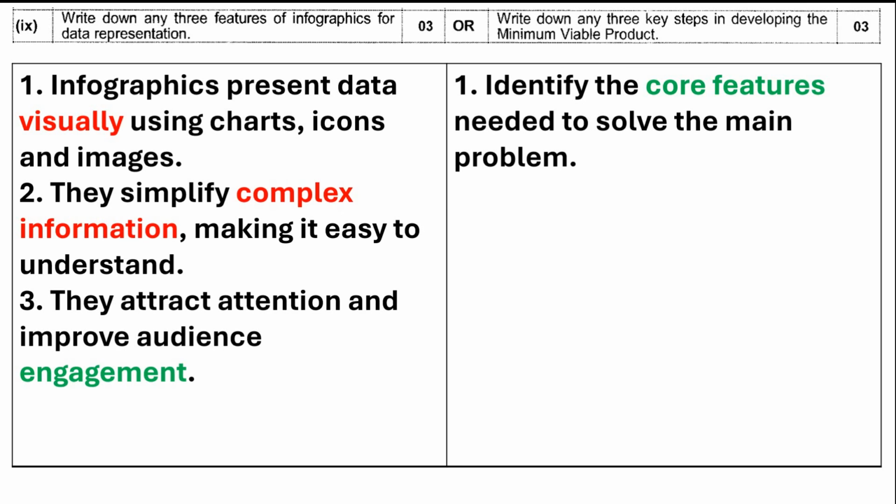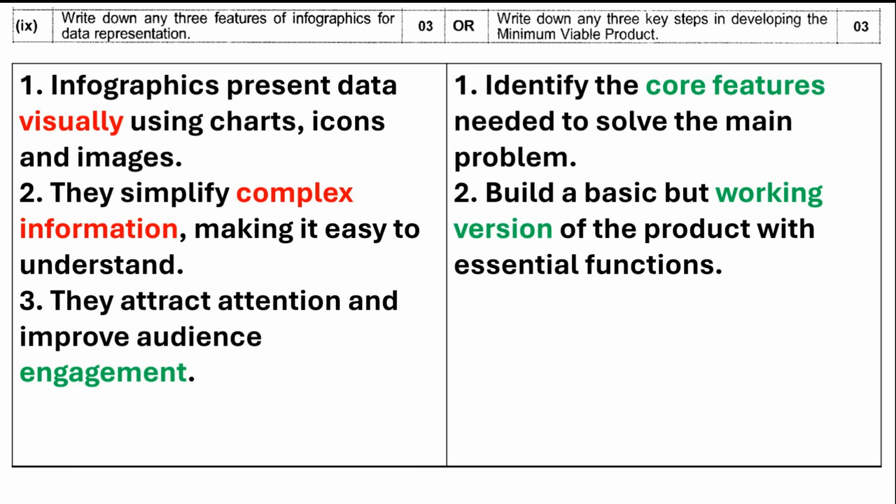Number one is identify the core features needed to solve the main problem. You have to identify what are the core, important features that will solve the problem. Number two, build a basic but working version of the product with essential function. That you will give a product that should be in working form.